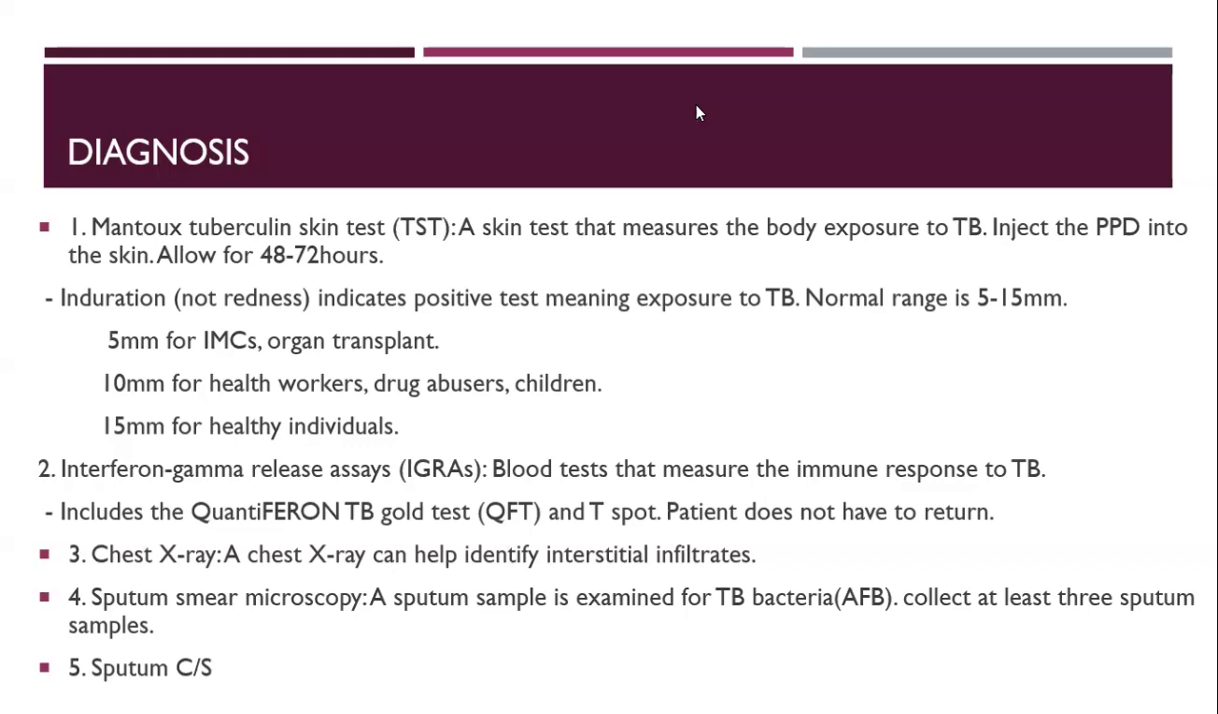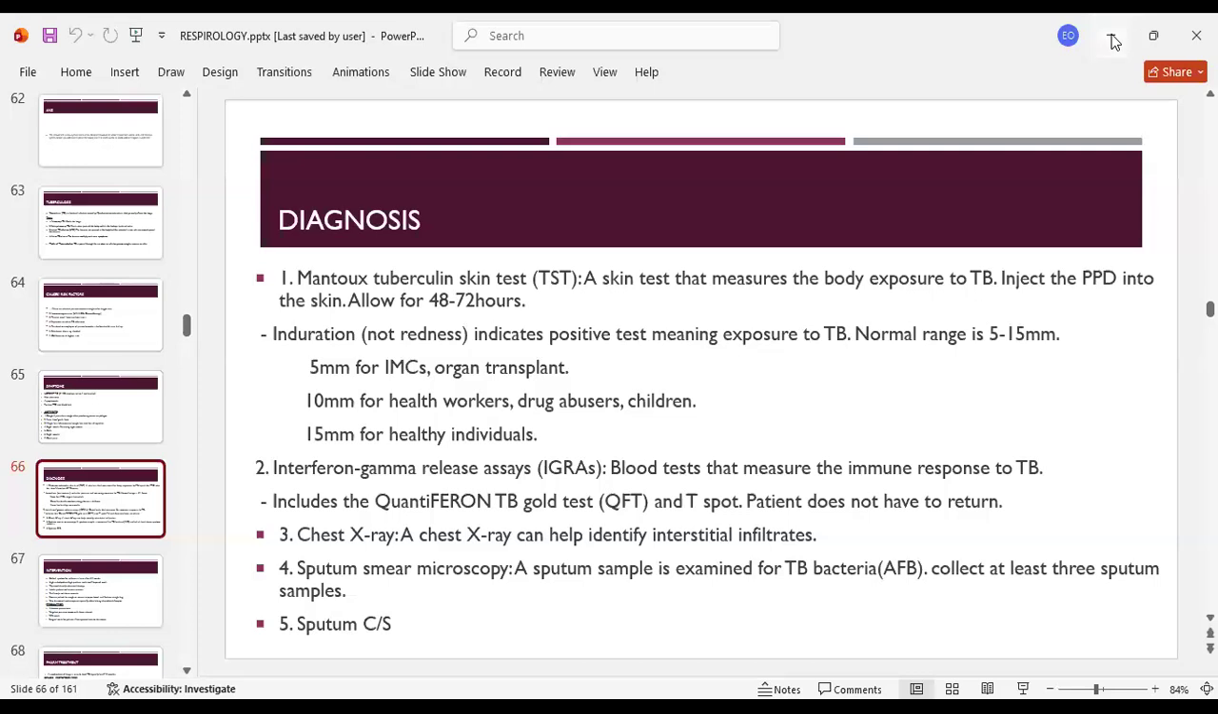When you see the induration, it indicates a positive test, meaning that the person has been exposed to the TB. So normal range is 5 to 15 millimeters. So when the patient comes and there's an induration, the induration means a bleb. Induration or a bleb is the same thing. So a bleb after TB.